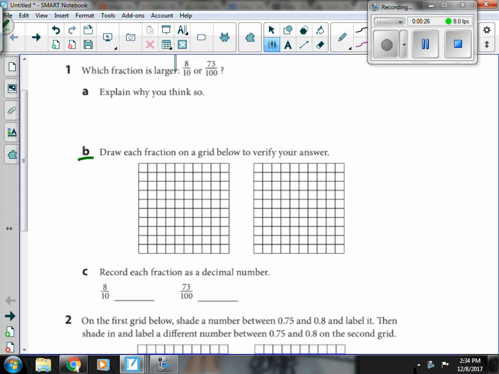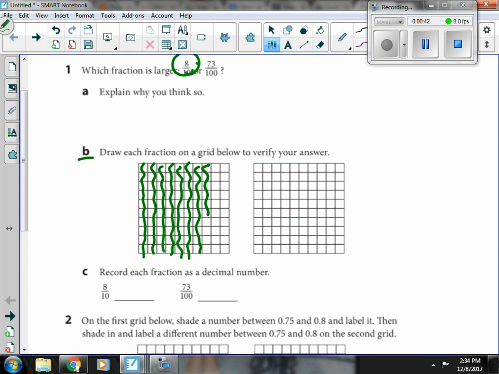So I'm going to do 8/10 in green. So there's 1/10, 2/10, 3/10, 4/10, 5/10, 6/10, 7/10, and 8/10. Remember, 8/10 is that whole strip. So that's 8/10. Then I'm going to do 73/100 in red.